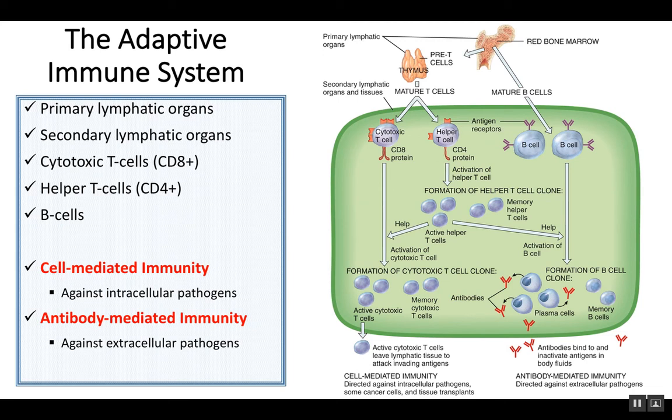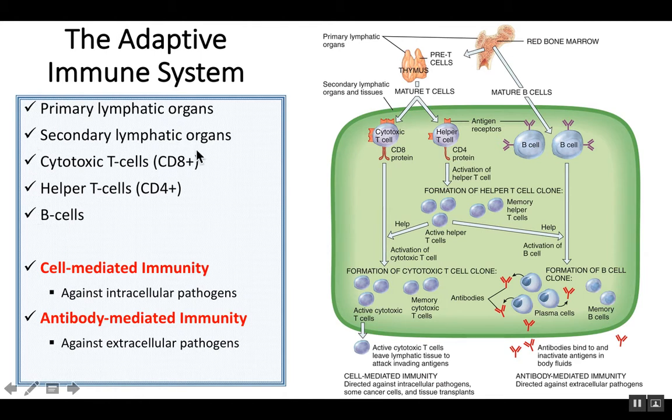The adaptive immune system can be, and is, a very complicated system to understand. So what we're going to try to do is really highlight the main players that are involved. For example, your lymphatic organs and what they do can be divided into what's called primary versus secondary lymphatic organs. We're going to make sure we understand the difference between the lymphocytes. We're going to focus on three of them: the cytotoxic T cells, the helper T cells, and the B cells.